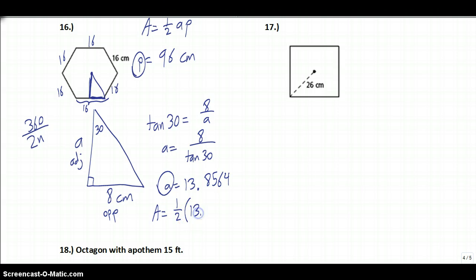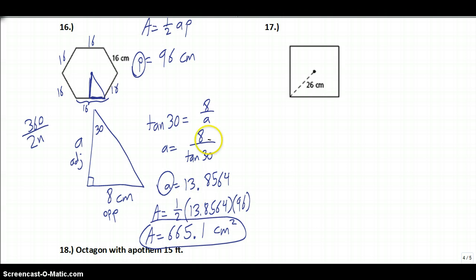1/2 the apothem times the perimeter. And then you just plug that in your calculator and round to the nearest tenth at the end. And you should get this. And if you do, you win: 665.1. Don't forget your units. Square centimeters. A little bit of work, yes, but worth it in the end.